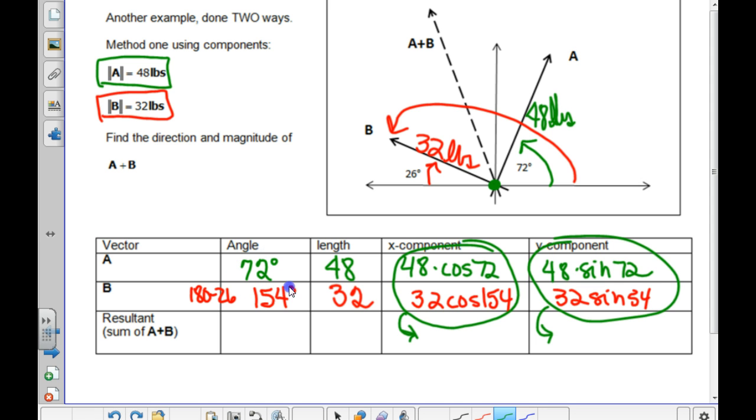Can I add the 54 and 72 and get a number? Can I add the 48 and 32 and get a number? I can, but is it going to be the magnitude and length of the vectors? No. We have to do this first, okay? Find the components, and then we'll be able to go backwards to find the magnitude and length. Or magnitude and angle. Okay, anybody already typed this?